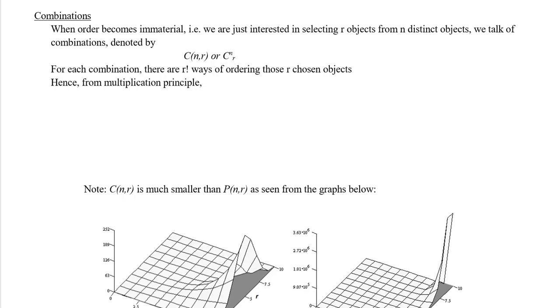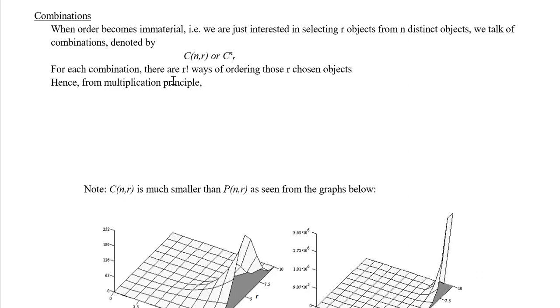Hello, in this video we're going to go over combinations. When order becomes immaterial, that means the order of objects is not important. We are just interested in selecting r objects from n distinct objects. So here we talk of combination, and we write it like permutation but with a C and r. That means we select r from n.